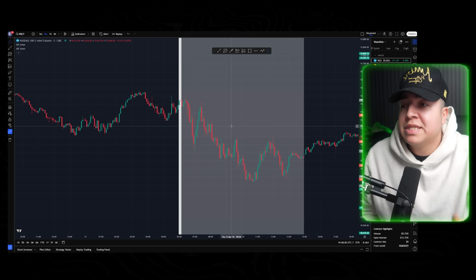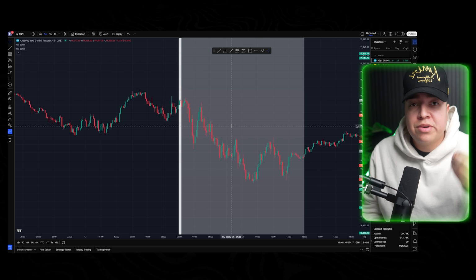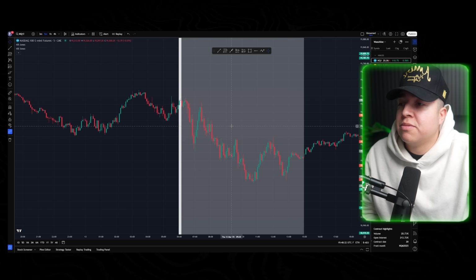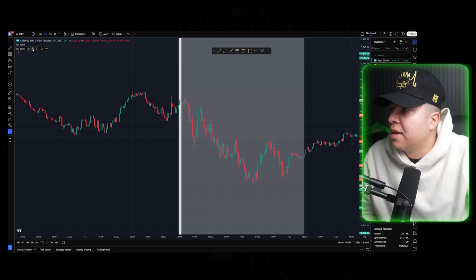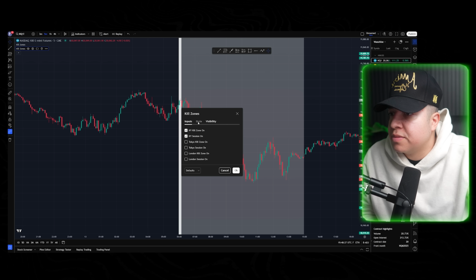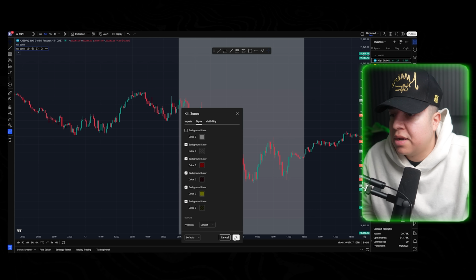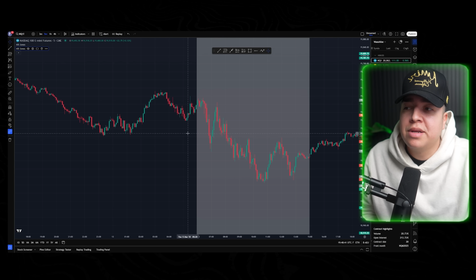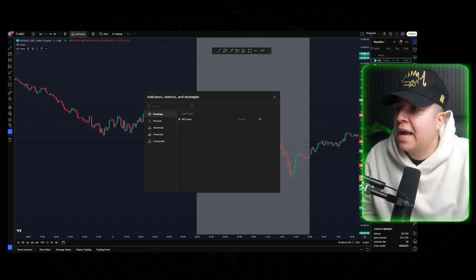So now we know that when we see this gray box on the chart, we're able to take a trade because we are in our session, right? I'm going to remove this big white line right here because we don't need it. So let's go to style. Turn that off right there. All right, so this is our chart.